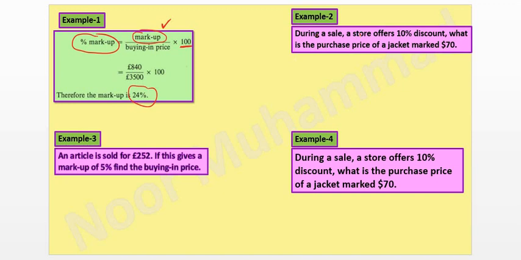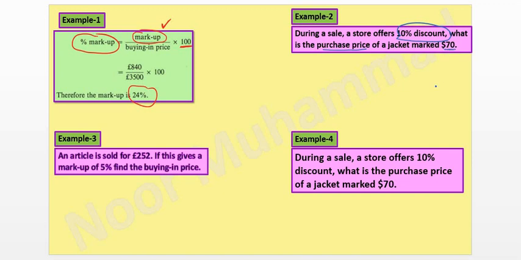It says during a sale, a store offers 10% discount. So here is the keyword, we have 10% discount. Discount means that it's a case of decrease. What is the purchase price? Now another keyword. Purchase price means the final price. They want us to find the final price of a jacket.